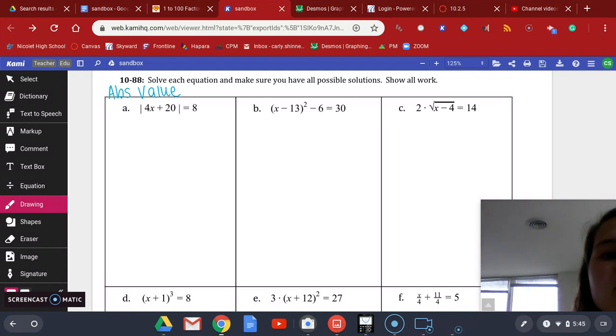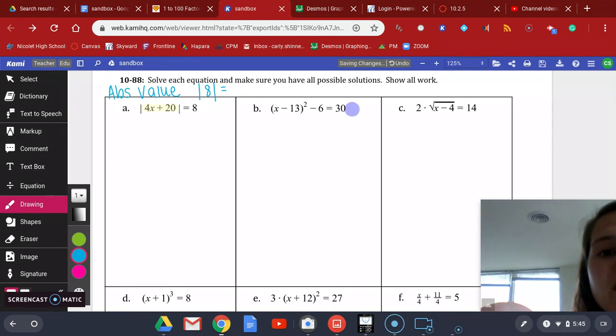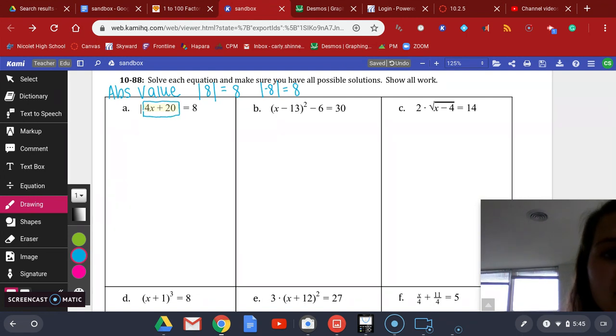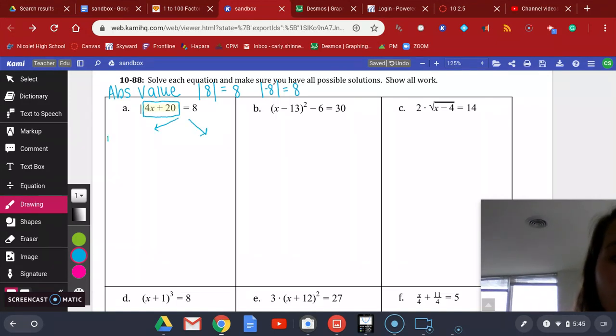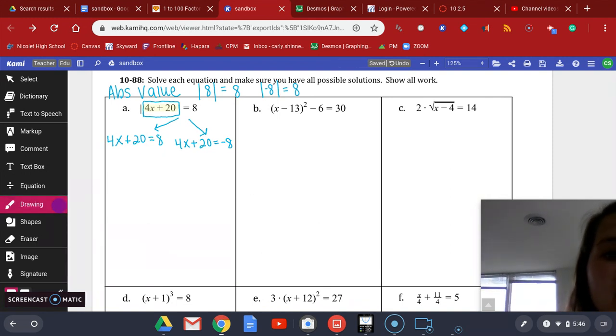So if you remember, folks, an absolute value makes whatever's inside positive. So the absolute value of 8 would give me 8, and the absolute value of -8 would also give me an output of 8. So that means my input, this little inside part, this little 4x plus 20, can either equal +8 or it can equal -8. Right? So that inside can be a positive or a -8. Oops, I forgot to set that equal to 8. And now we're just going to be solving these equations, all right?